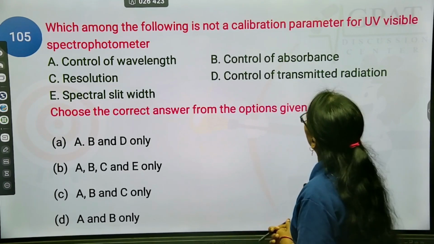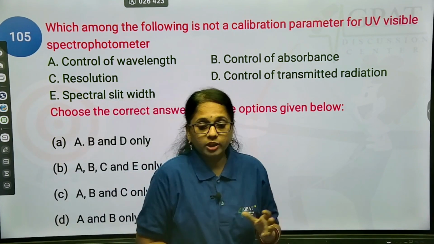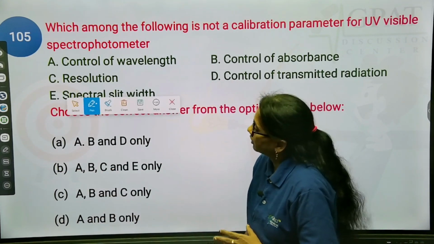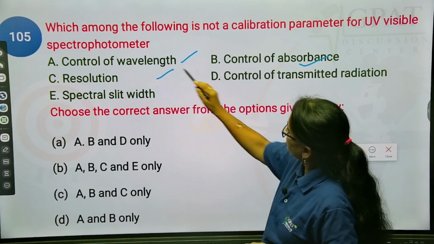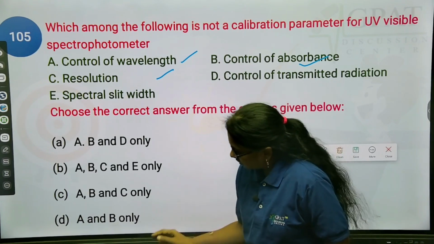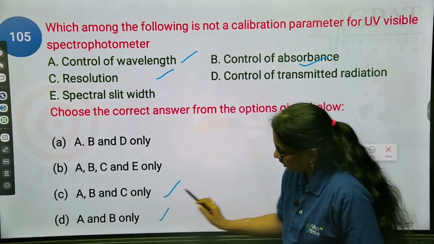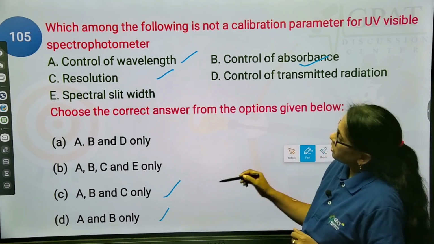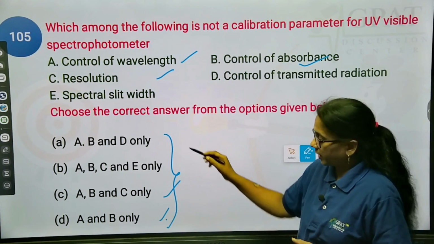Which among the following is not a calibration parameter for the UV visible spectrophotometer? That means while calibrating we are not doing this parameter. Options they have given: control of wavelength, control of absorbance, resolution, control of transmitted radiation and spectral slit width. And they have given some of the options like A, B and D; A, B, C and E; A, B, C and E; A and B only. But if you see, choose the correct answer from the options given below, they have actually given a wrong option, or otherwise somehow this is a typo error for these options.